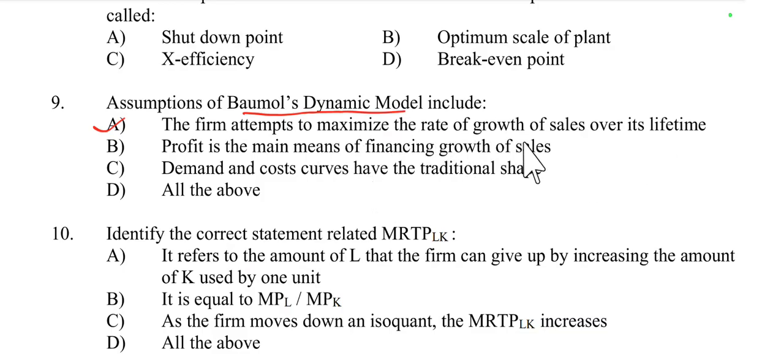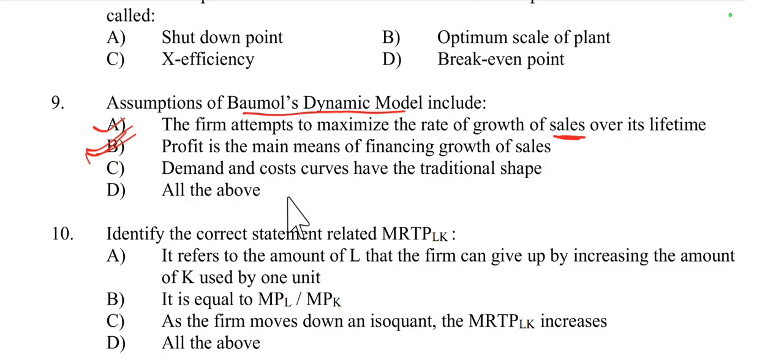The firm attempts to maximize the rate of growth of sales over its lifetime. This is central to Baumol's model, which emphasizes sales growth rather than profit maximization as the firm's primary objective. So it is sales growth. Then the second one: profit is the main means of financing growth of sales. This is also right, because while the firm focuses on sales maximization, it still needs a minimum profit to finance its expansion and satisfy shareholders. So this is also right.